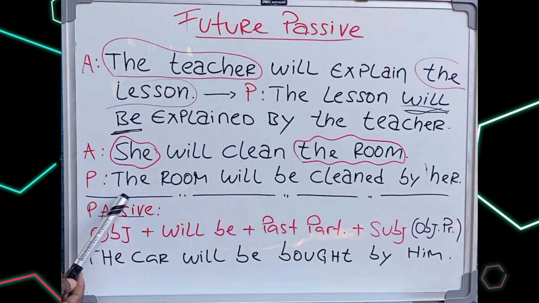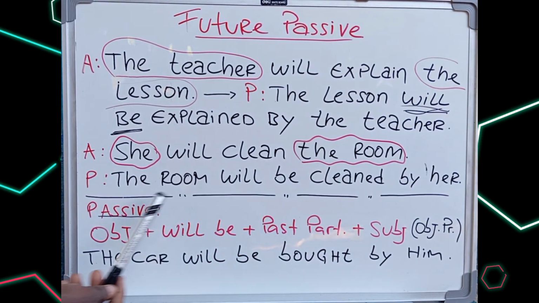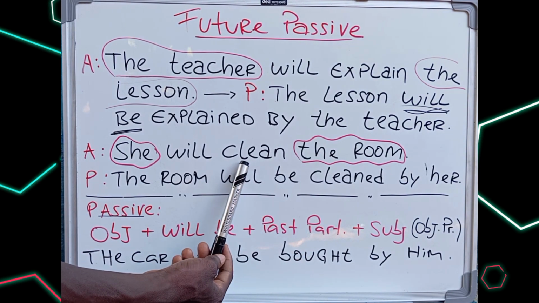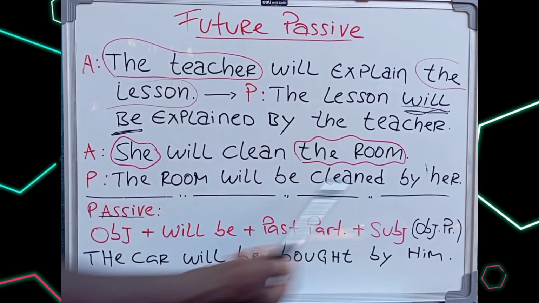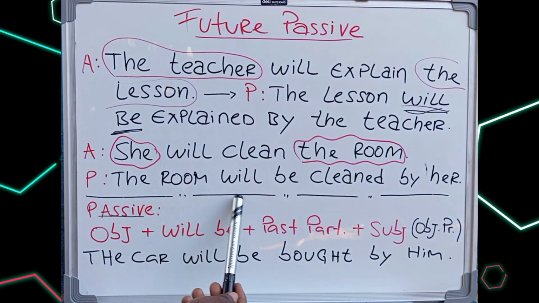Okay. So let's go to our passive sentence. We begin the sentence with the object. The room comes at the beginning. The room will be cleaned. This is the past participle of clean. The room will be cleaned by her.